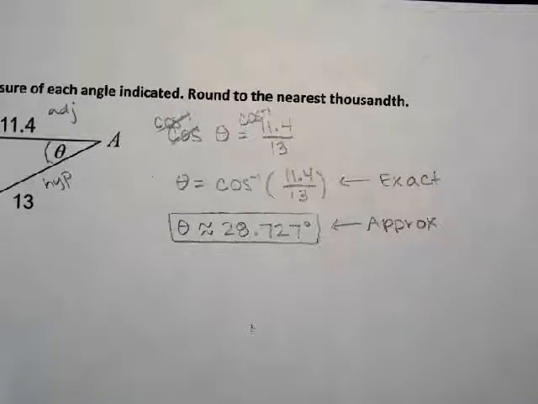Nobody writes the exact answer. Everybody writes the approximate answer. Okay. Any questions about how that works? There isn't really, in Math 2, there isn't really a more difficult version of this problem. They are all about the same level of difficulty.